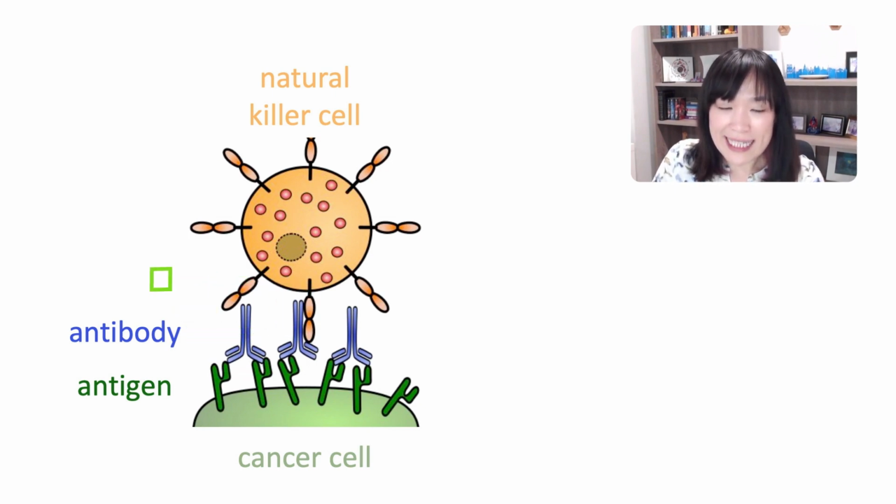If you'll recall from last time, the antibody is like a lobster with two lobster claws. And these claws essentially can attach to some bit of the cancer cell that is sticking out. And that part we call the antigen.